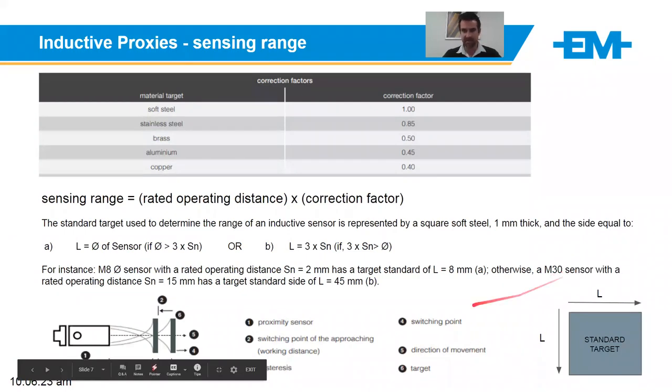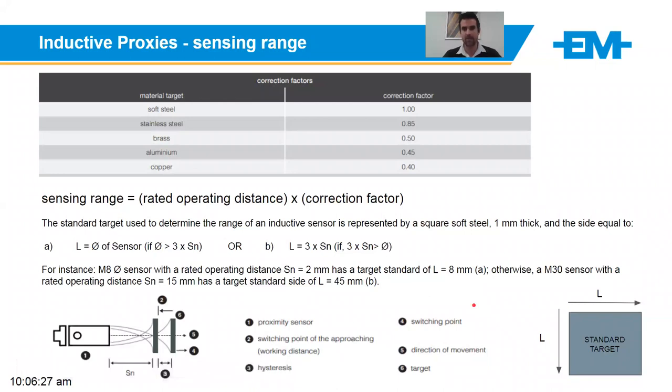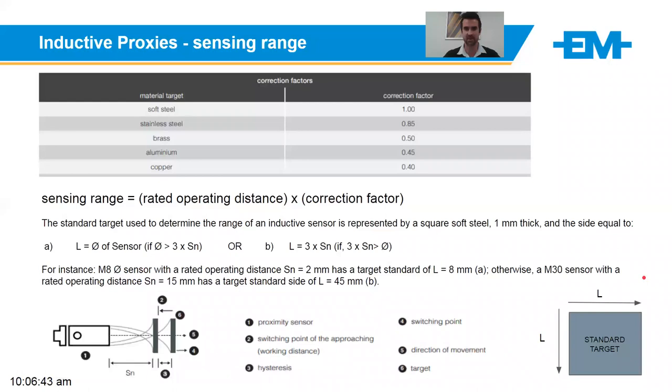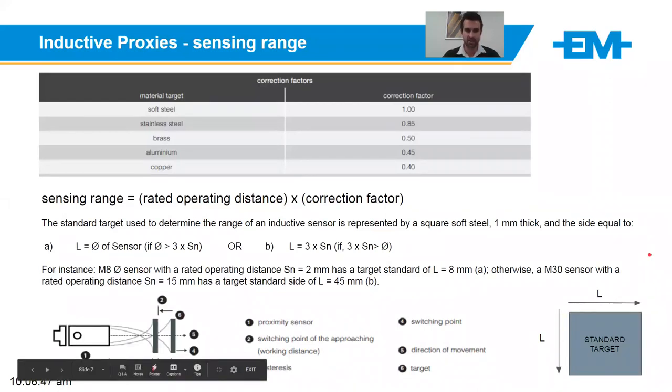Alternatively, for an M30 sensor with a sensing distance of 15 millimeters, here 3 times the sensing distance is larger than the diameter of the proxy. So 3 times the sensing distance is used as the square dimensions for the standard target. In that case, it will be 45 millimeters as a standard target.